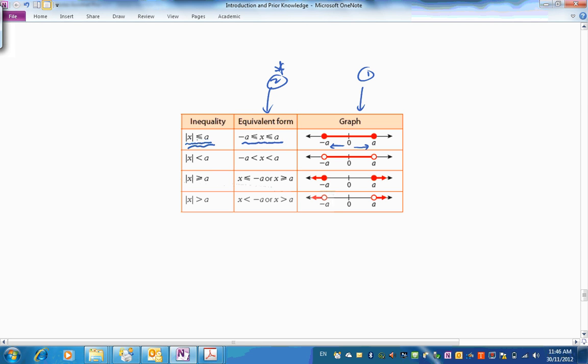Are you getting the hang of it there? Here we have the absolute value of x is strictly less than a. So you can see here the unshaded circles means you can't include those endpoints. Okay, so it's a bounded but open interval. So what that means is we're going to say x can be from neg a to a.